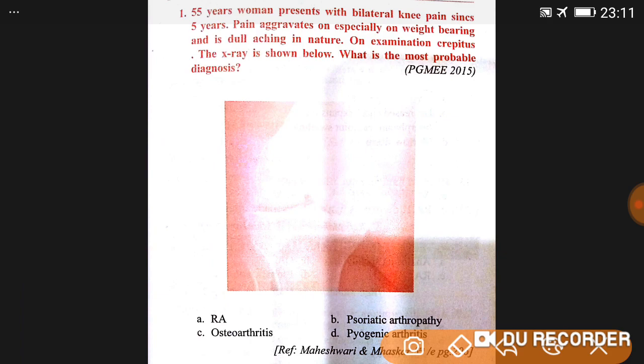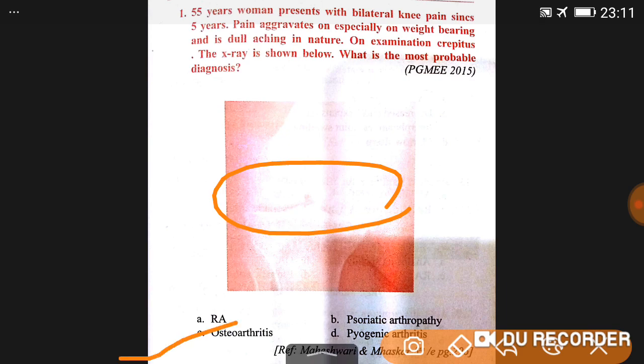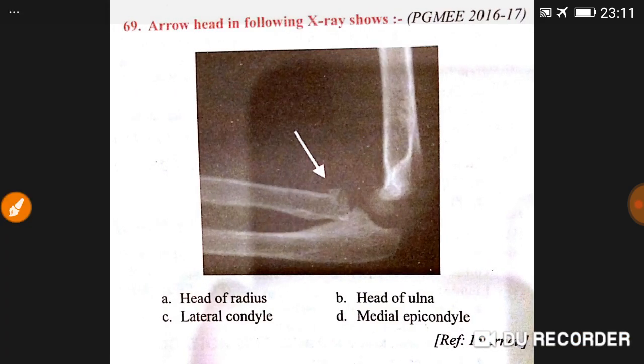A 55-year-old woman presents with bilateral knee pain since 5 years. Pain aggravates especially on weight-bearing, dull aching in nature. On examination, crepitus. The X-ray is shown below. What is the most probable diagnosis? This is knee joint osteoarthritis. Okay. Arrowhead in the following X-ray: this arrow represents the head of the radius.